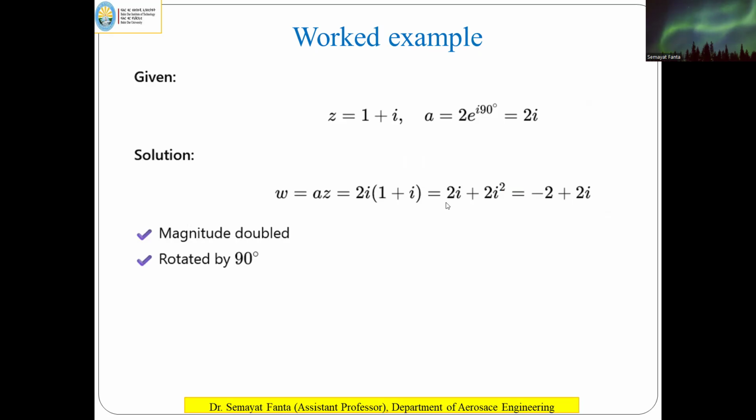So this is 2i plus 2i squared. I squared is minus 1. Therefore, we have minus 2 plus 2i. Now the real part is u equals minus 2, and v equals 2 here. So the magnitude is doubled. We had 1 plus i, but here the magnitude is doubled and rotated by 90 degrees. So this is the meaning.